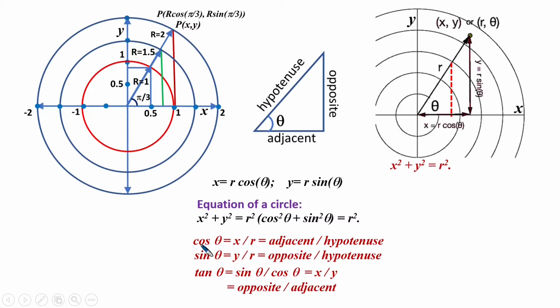Now how is cos theta defined? As I said earlier, cos theta is x by r, that is adjacent upon hypotenuse, and similarly sin theta is y by r, that is opposite by hypotenuse, and tan theta is sin theta by cos theta. So the hypotenuse and hypotenuse get cancelled, and you have opposite by adjacent.